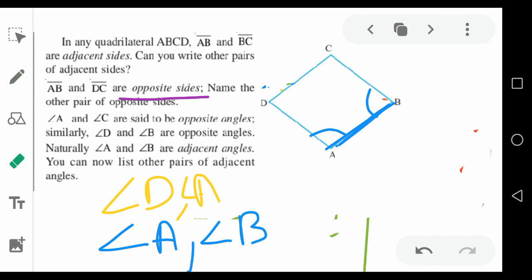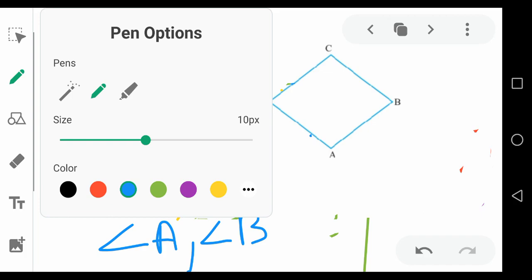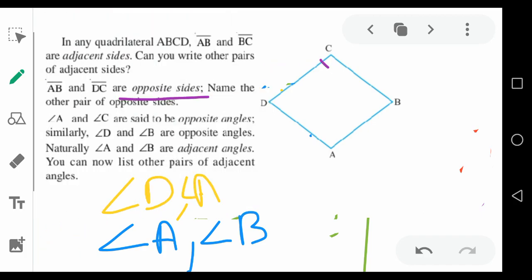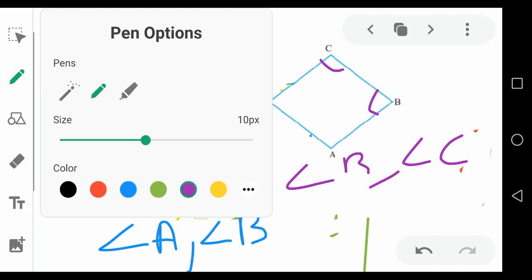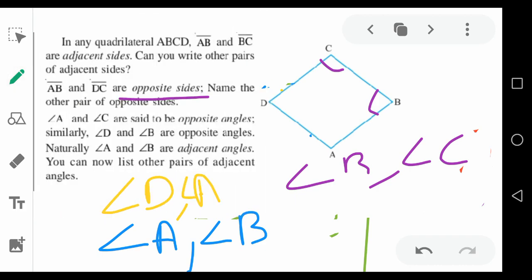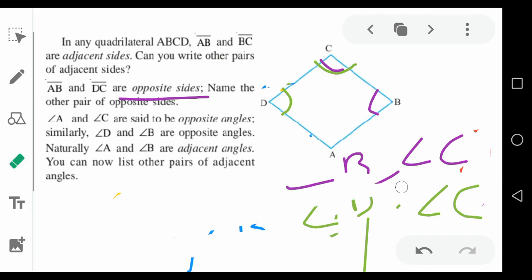Then which is the next pair? These two angles, that is angle B and angle C. They are the next adjacent pair. Then what is the next one? One more is there. That is angle D and angle C. So these are the adjacent angles. That means they should be on the same line segment. They should be near. That is the main word meaning. Okay, they should be lying nearby.